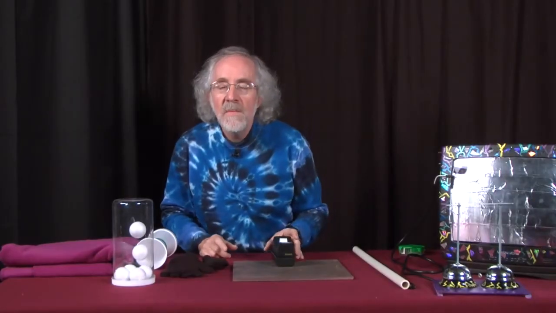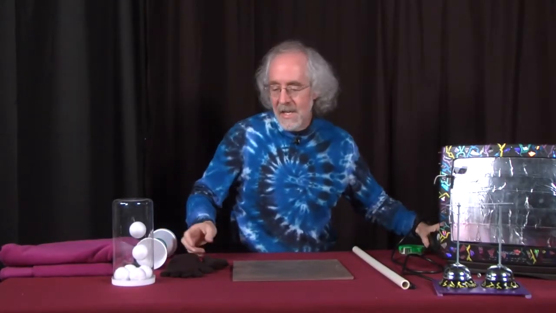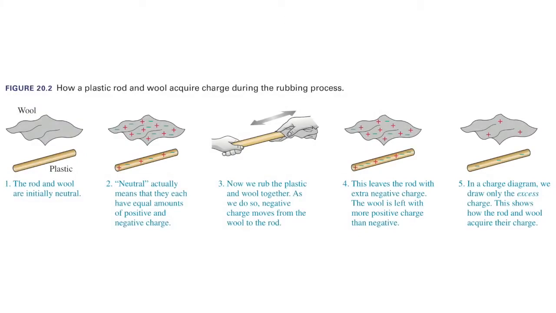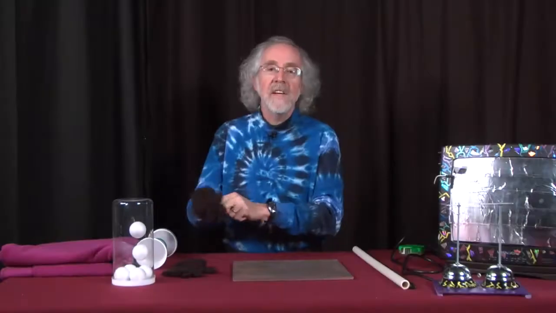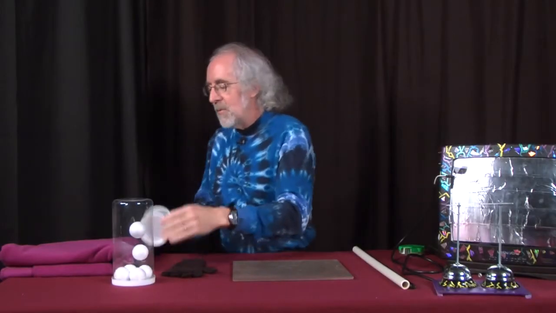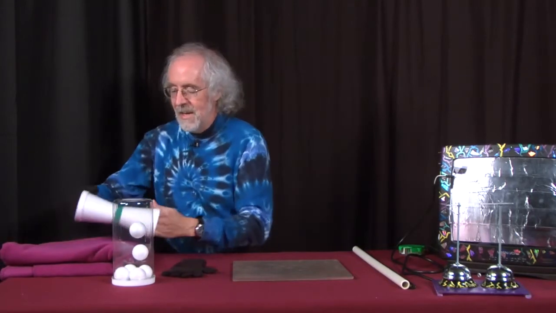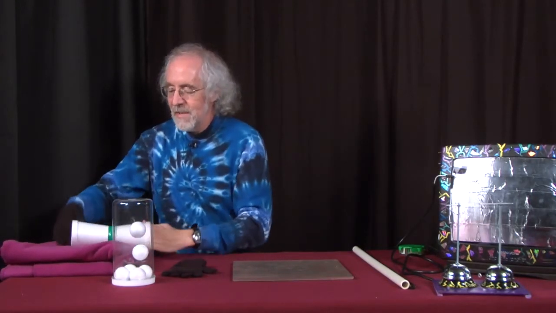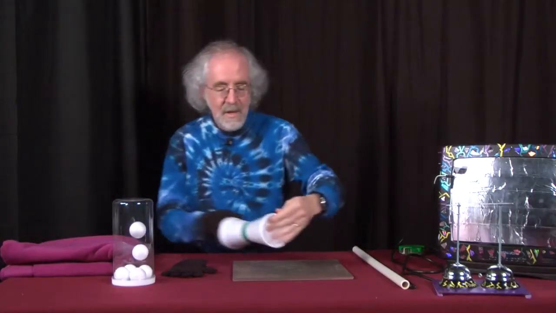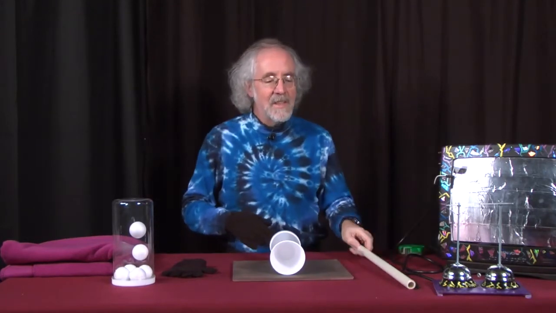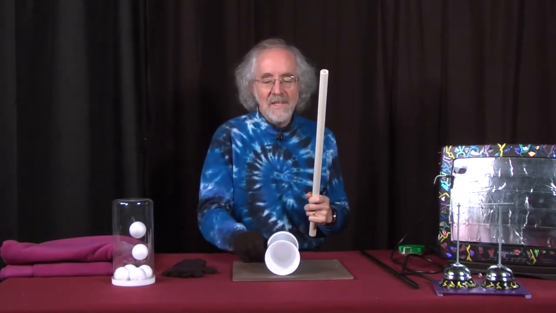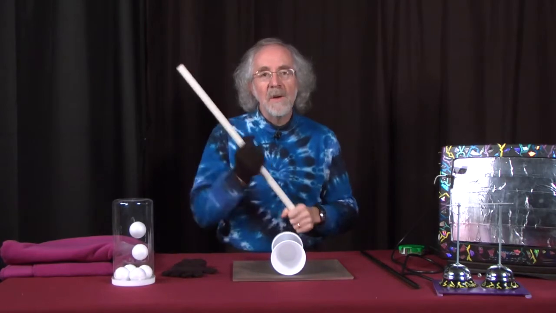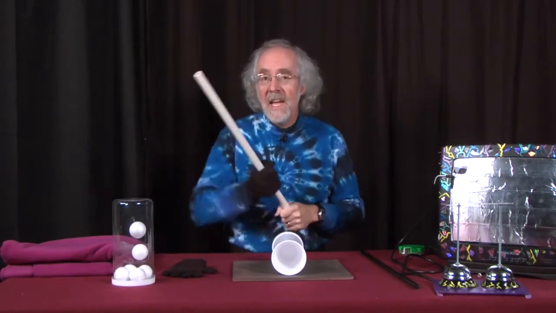Now the way we produce charges, at least initially, is by rubbing things. And there's two different types of charges. If I take this cup and I rub it against this fleece blanket, it develops a positive charge. If I take this PVC pipe, I rub it with a glove, it develops a negative charge.